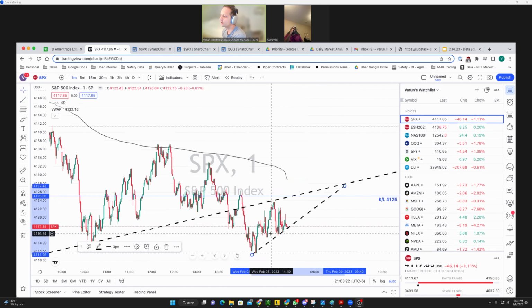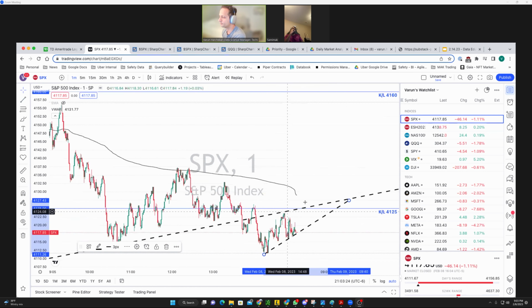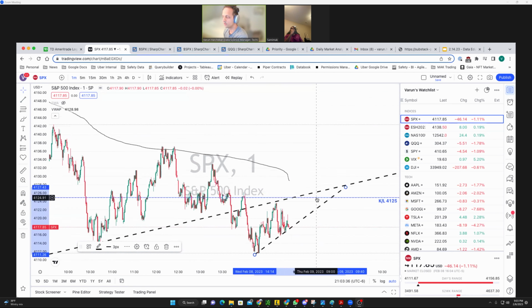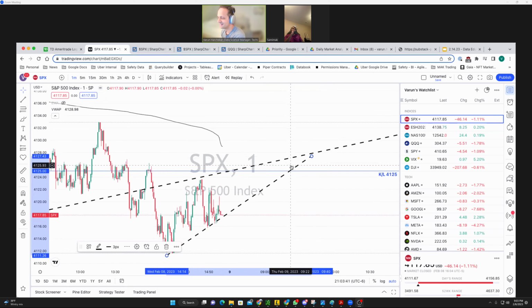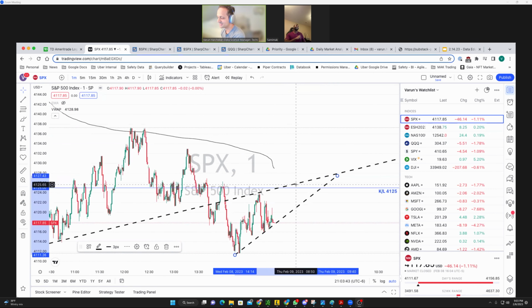as long as it makes a higher low here, so a move up here and then a drop around here, and then maybe some consolidation here, I would go long heavy. Heavy. I think it makes sense.